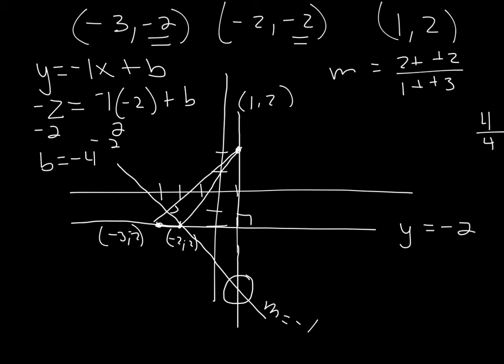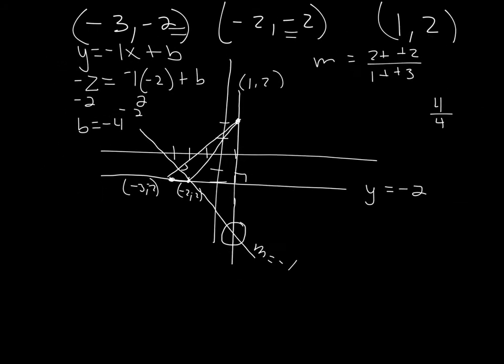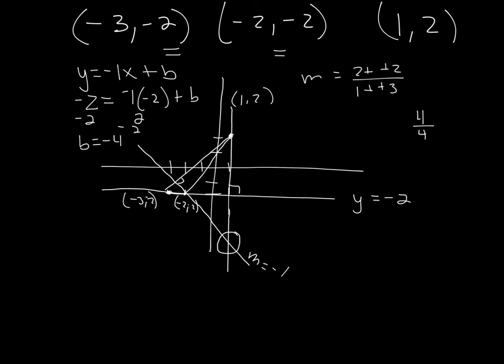So the equation of my perpendicular line, this line right here, is, I'm going to shrink this up so it gives me a little bit more room, y equals -x minus 4. That's the equation of that line. Now, let's go back to our orthocenter.